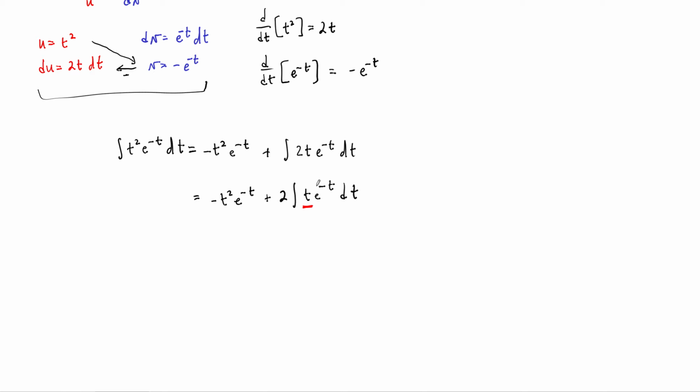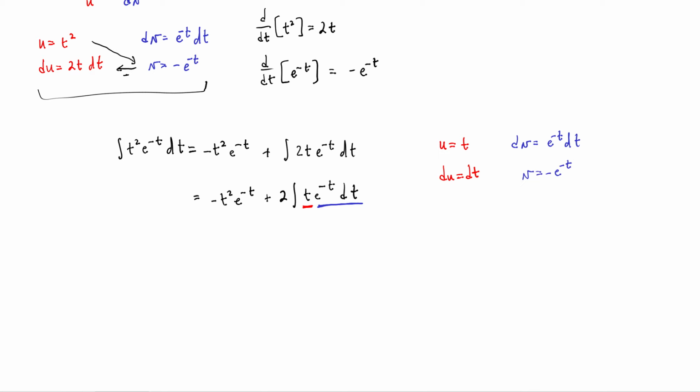Because we still have an e to the minus t. So that t is going to be our u, and this whole e to the minus t dt will be our dv. So I'll write over here this time. If our u is t, then our du is just dt. That's good, right? It's getting better every time, and we're getting less powers of t as we move along. Our dv is going to be e to the minus t dt again, and we already know then that v is going to be minus e to the minus t.